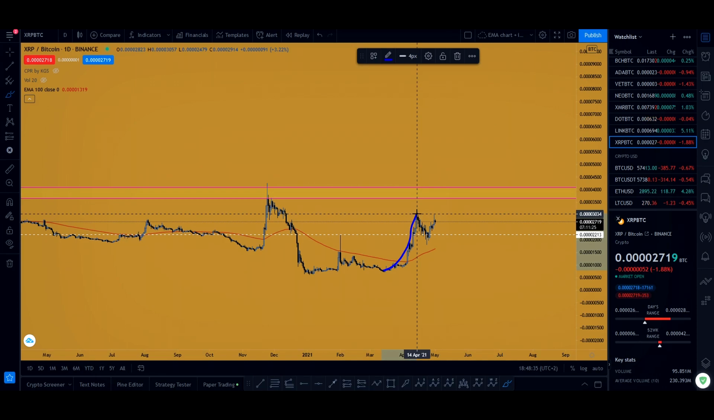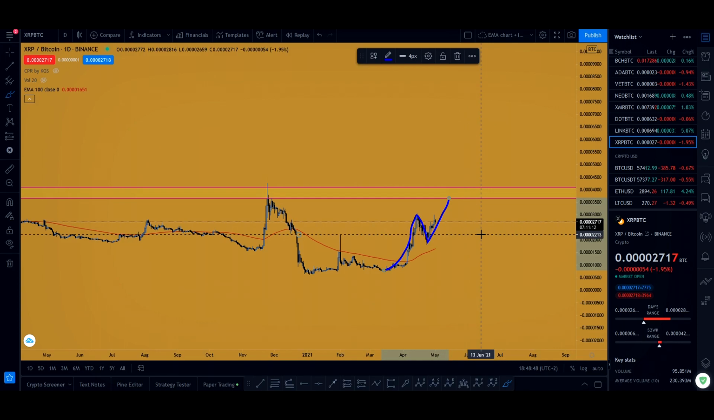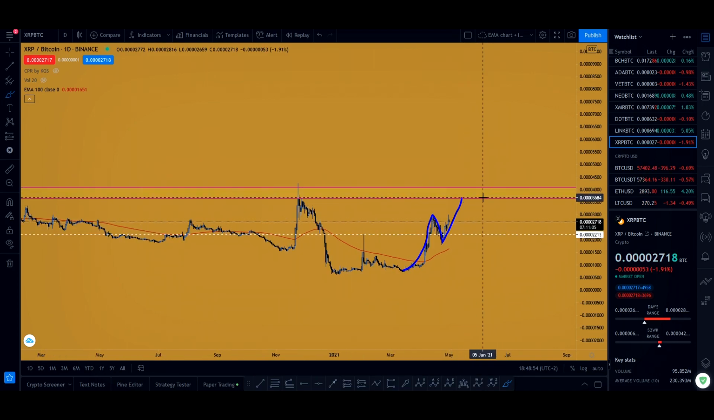As you can see, we went back to retest this 2,200 sats key market level, and after this retest we are continuing upwards. So we have our trend continuation. And as I said previously, we are probably going to retest this resistance again. Okay, this is it. I hope you have a better picture of these Litecoin and XRP charts.